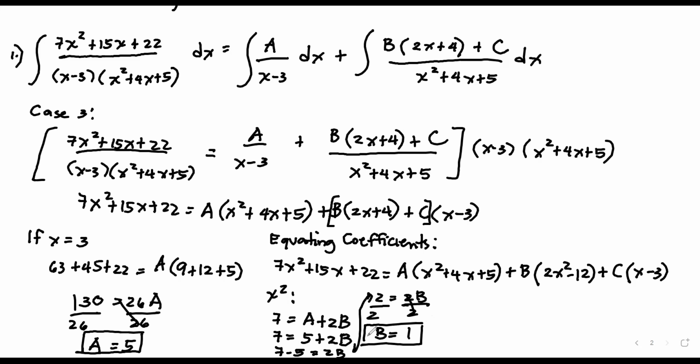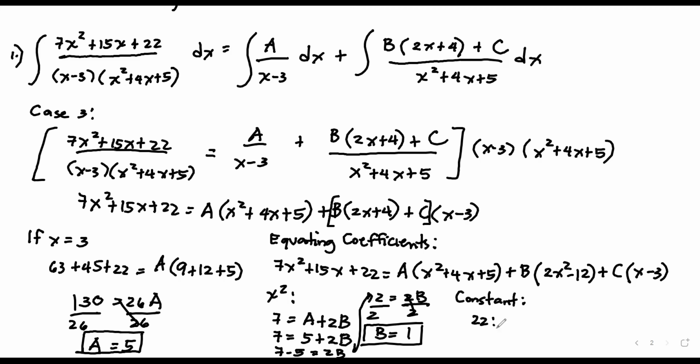Next, constant. Constant here is 22. If you want to get the coefficients of x, pwede naman. Okay? Basta kailangan makuha natin lahat ng value ng a, b, and c. Kung ilan man ang variable natin. So, I'm going to use constant kasi dito makukuha ko ang value ni c.